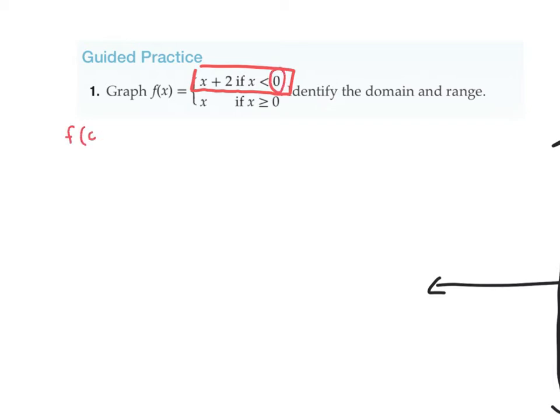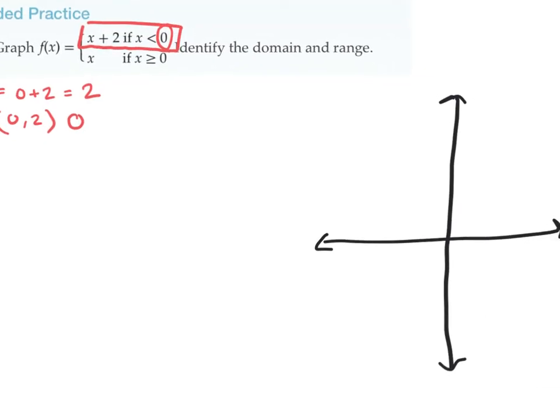So we have f of 0 is equal to 0 plus 2. 0 plus 2 is 2. So what's our point here? 0, 2. Do we have an open circle or closed circle? Open. So we stay on 0 and go up 2 and put an open circle there.